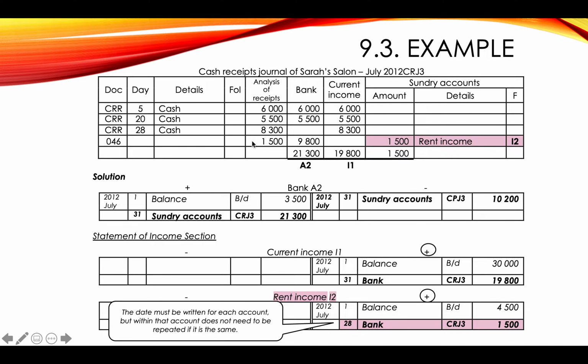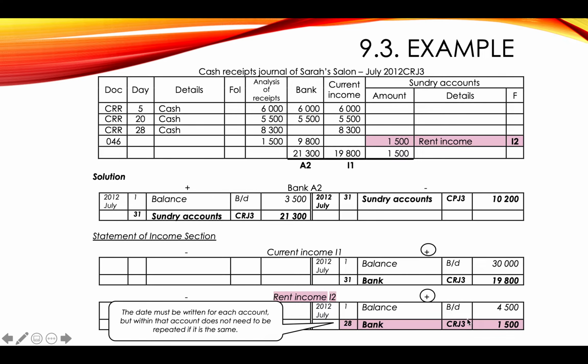But can you see over here, there's 1,500. And although it's an analysis of receipts, remember that is the crutch for bank. It's helping you work out what your deposits into bank were. So that 1,500 is actually hiding inside here. Your other account is bank. And so therefore, in the details in the ledger, you will write bank.